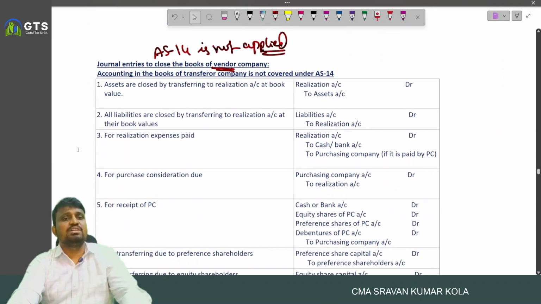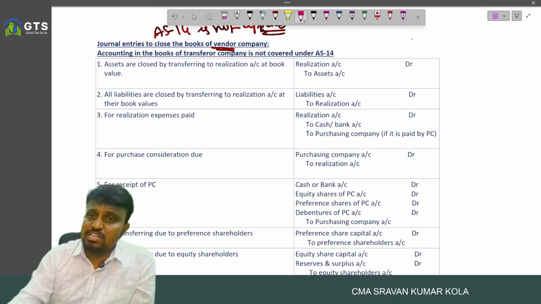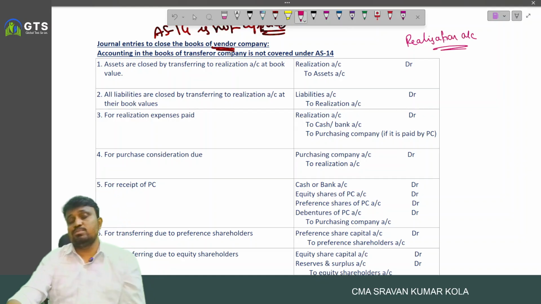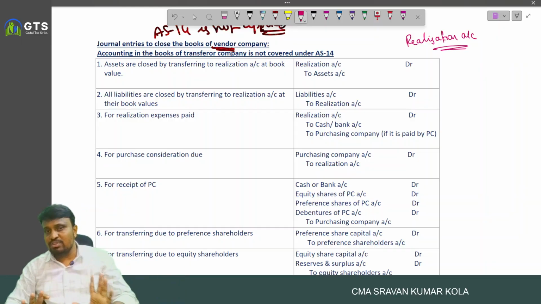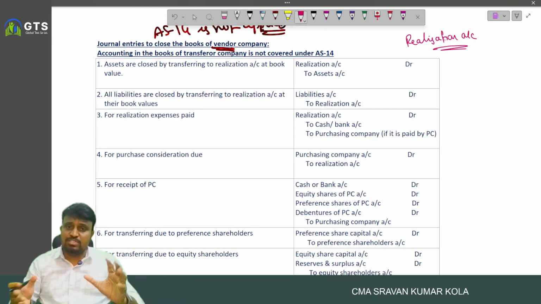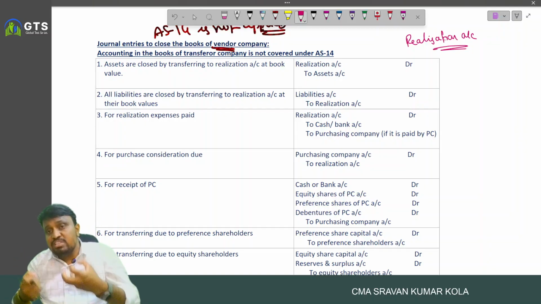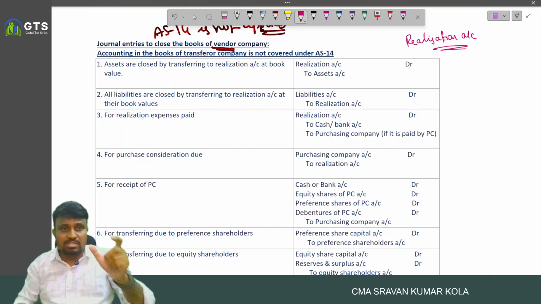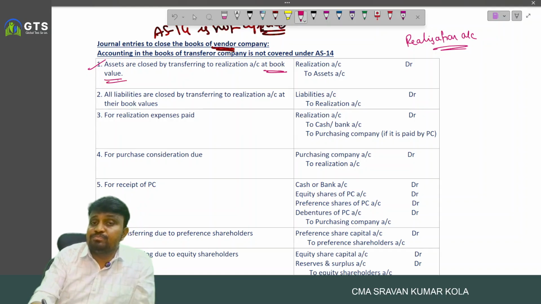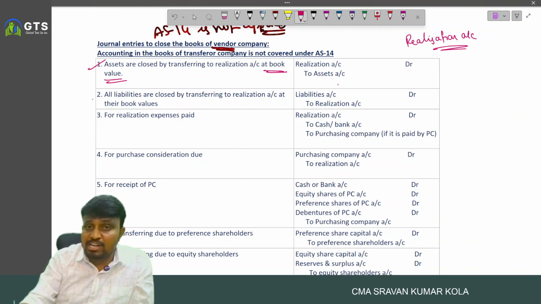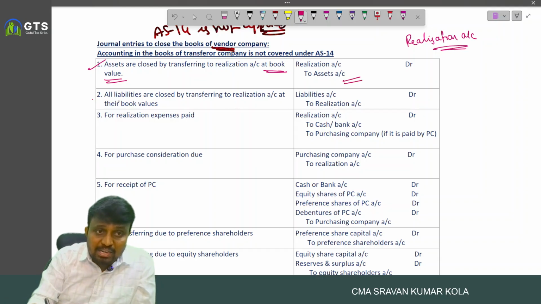What are the entries? First, for closing the books of account, simply here we open one account called realization account to close the assets and liabilities. All assets are closed by transfer to realization account. All liabilities are closed by transfer to realization account. And any realization expenses we paid go through it. And the PC we received, we transfer to realization account only. So assets are closed by transfer to realization account at what price? Book value. Whether it was taken or not, everything is transferred to realization account. All liabilities are also closed by transfer to realization account at book value.